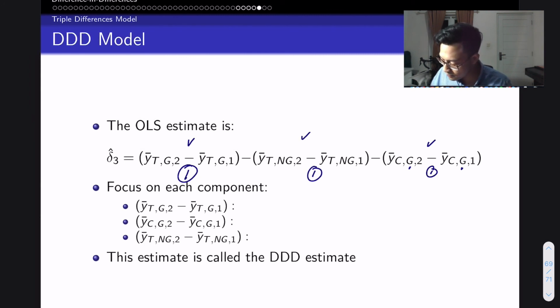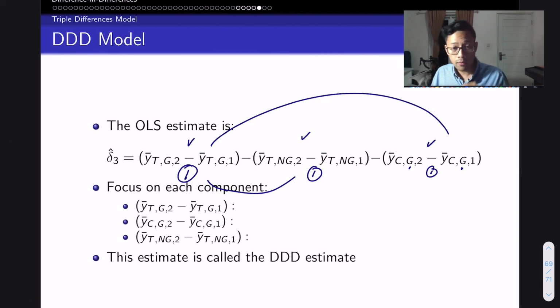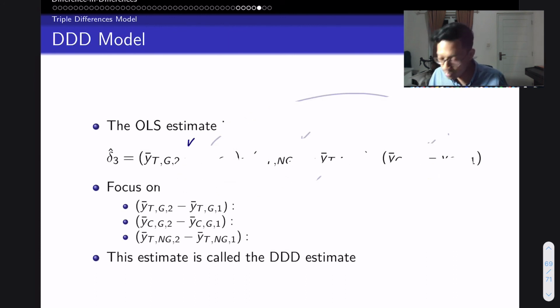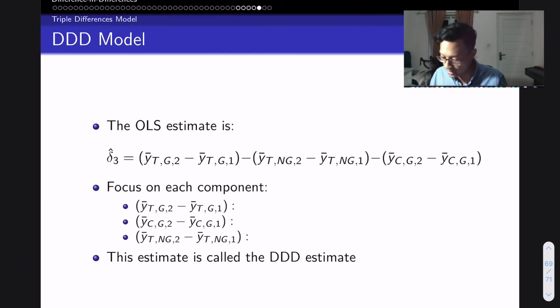So again, the first component is just the difference across time for the treated poor subpopulation in the treated local area, and then this is going to be the control within that local area, and this is going to be the changes across time for the poor subpopulation in the local government that didn't implement the intervention. So let's see what each of these components do.